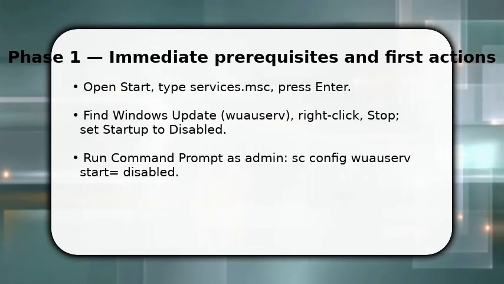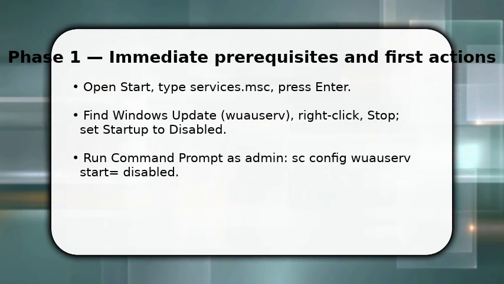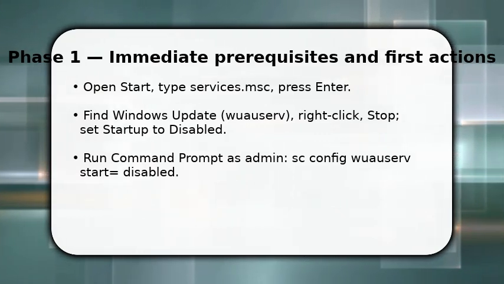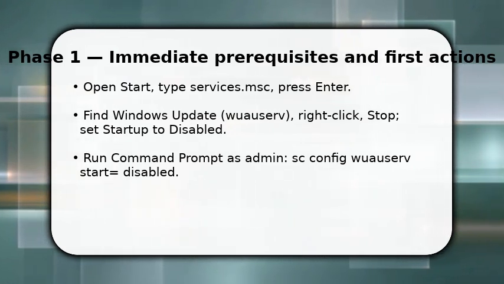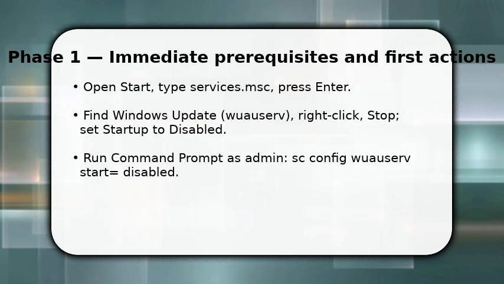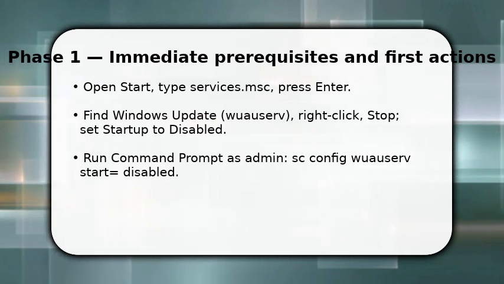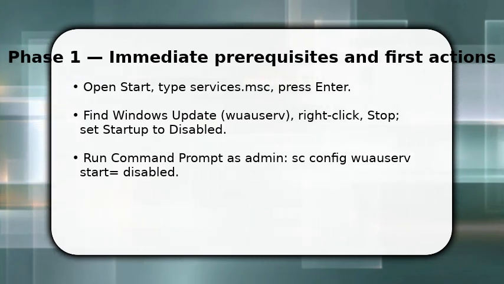You start by halting the service that triggers downloads and installs. Open services.msc. Now, locate Windows Update, wuauserv, right-click and select Stop. Once stopped, change startup type to disabled so it does not restart automatically. Make sure you confirm the UAC prompt.